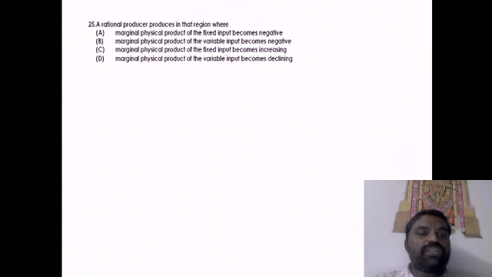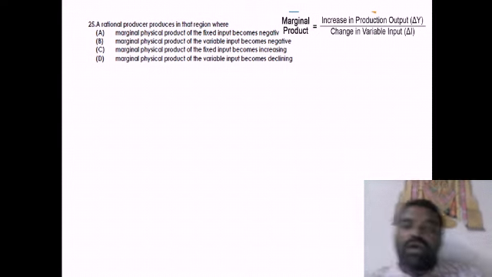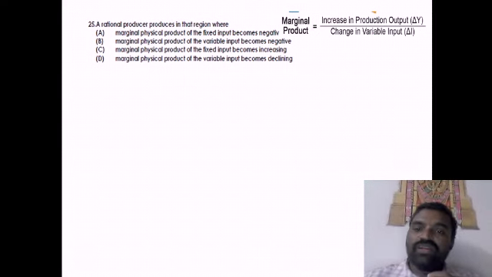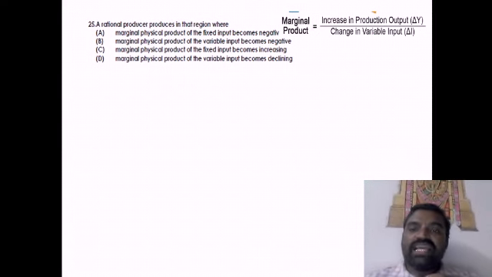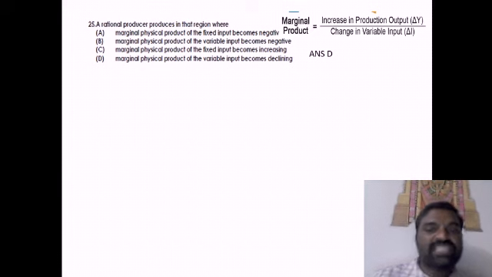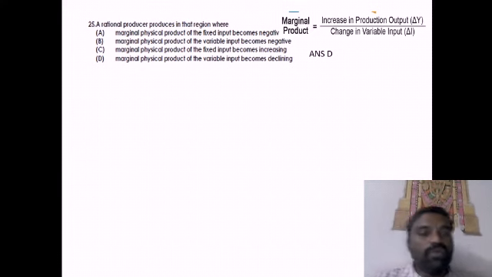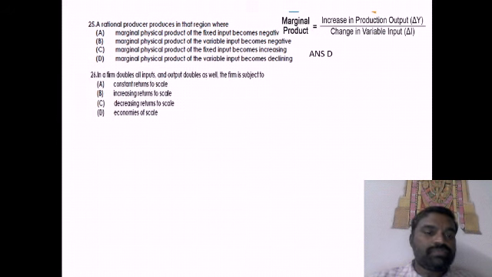A rational producer always tries to earn profit, so he produces in that region. Marginal product is the increase in production of output by a change in variable input. So the answer is D: marginal physical product of variable input becomes declining. Wherever the variable cost is declining, only there does the producer try to produce his goods.